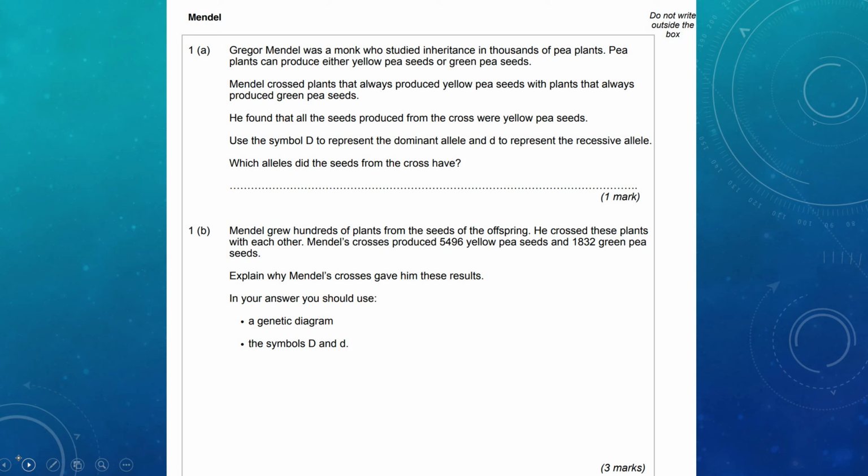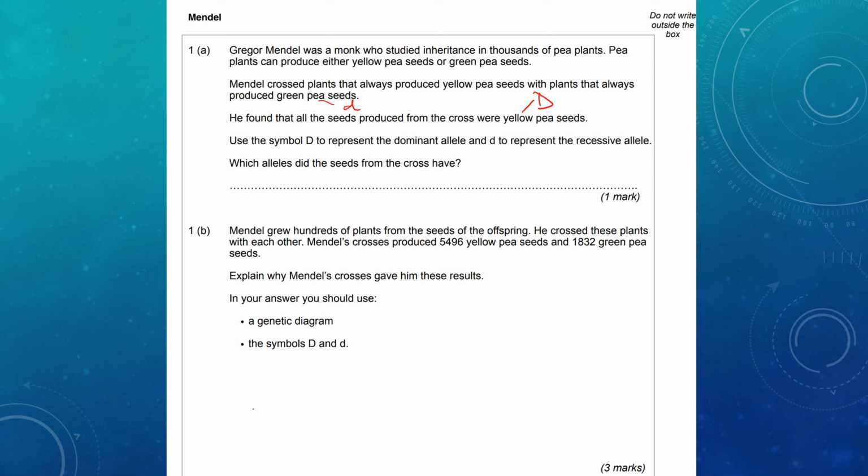Okay, a question on Mendel then. Gregor Mendel, we know, was a monk who studied inheritance in thousands of pea plants. Pea plants can either produce yellow or green pea seeds. He crossed plants that produced yellow pea seeds with plants that always produced green pea seeds, and he found that all the seeds produced from the cross were yellow. Use the symbol D to represent the dominant allele, and little d to represent the recessive. So if he's crossing yellow and green, and we always get yellow, we know that the yellow must be the dominant, capital D, and the green pea seeds must be recessive. So which alleles did the seeds from the cross have?